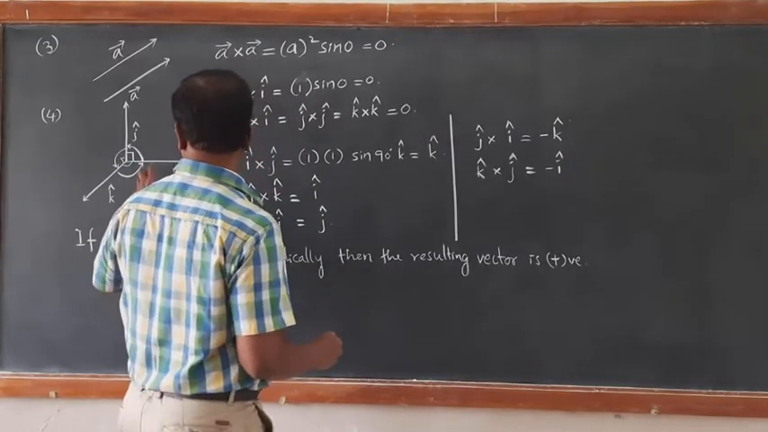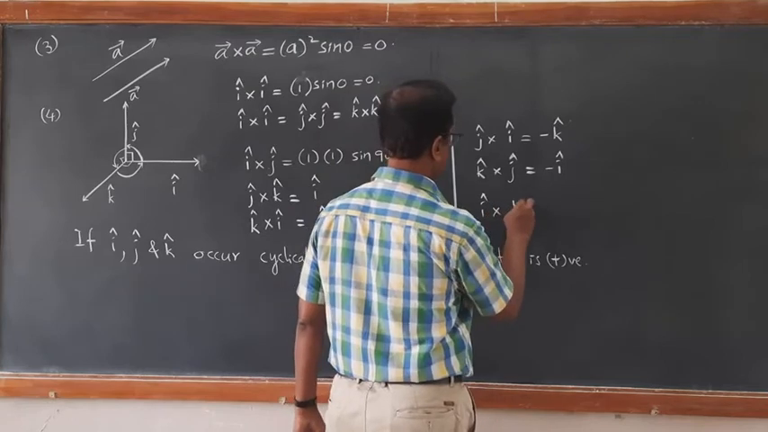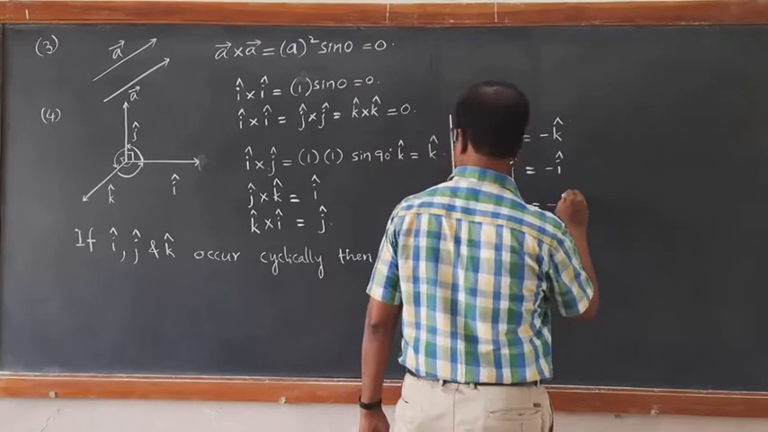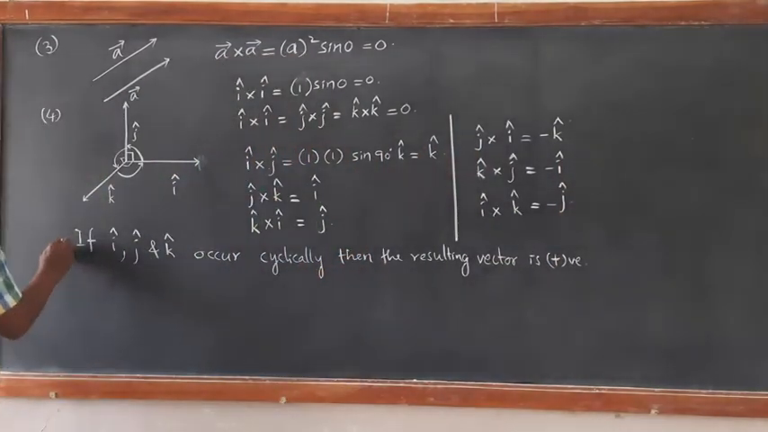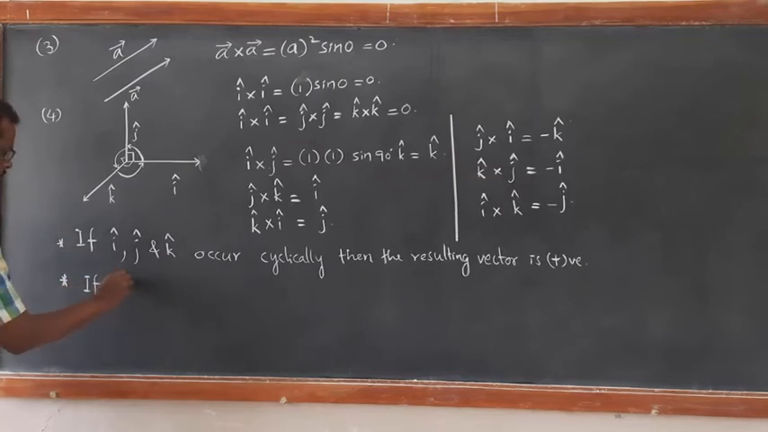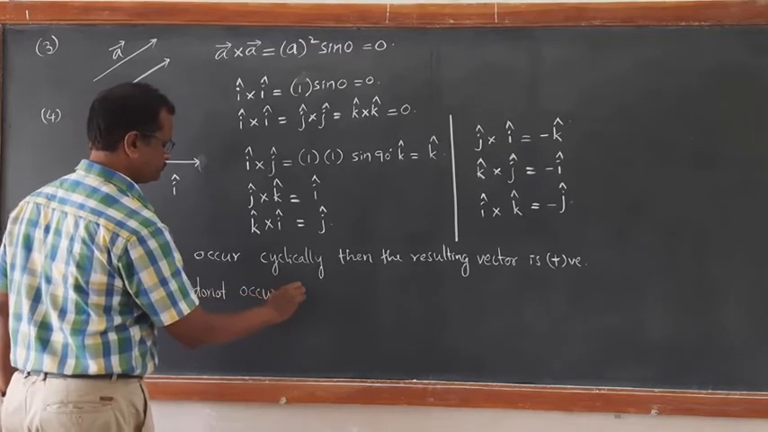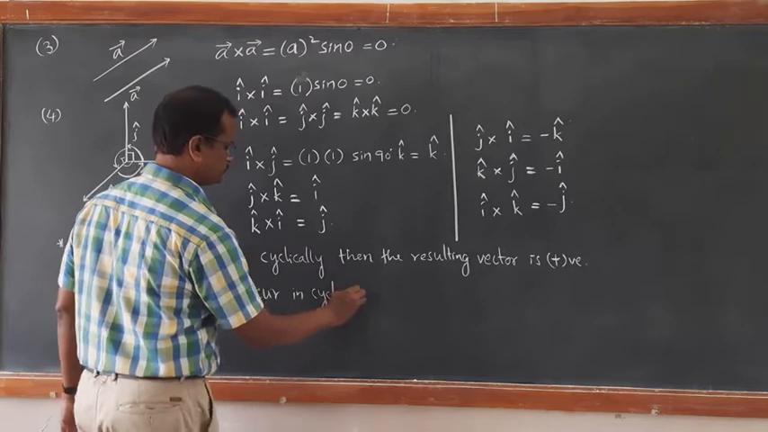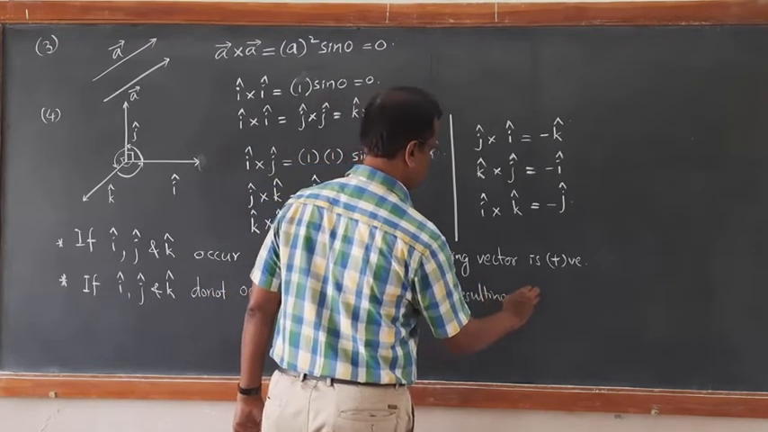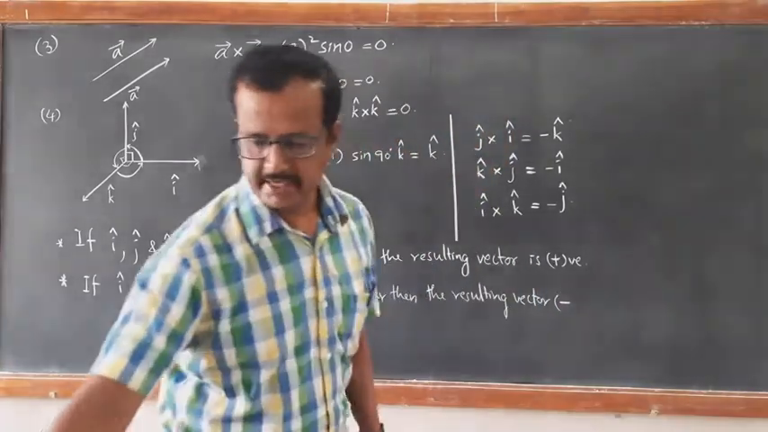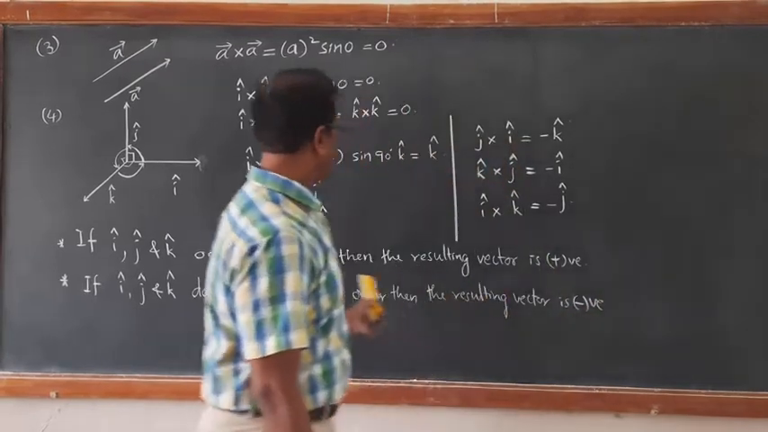Then i cross k gives you minus j. So you can conclude here, if on the other hand i, j, k do not occur in cyclic order, then the resulting vector is a negative vector, perpendicular to those two vectors.